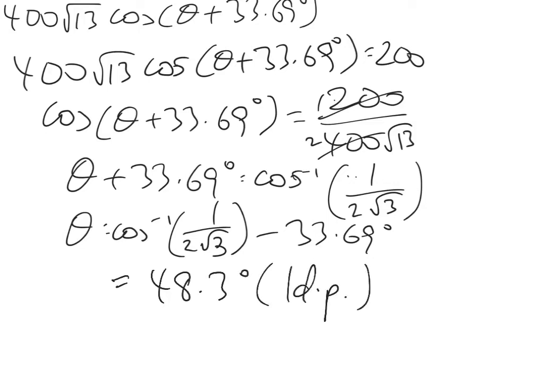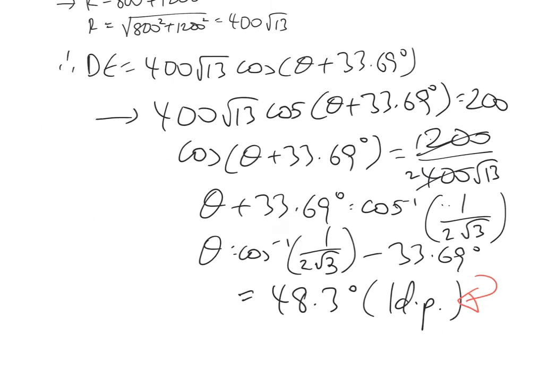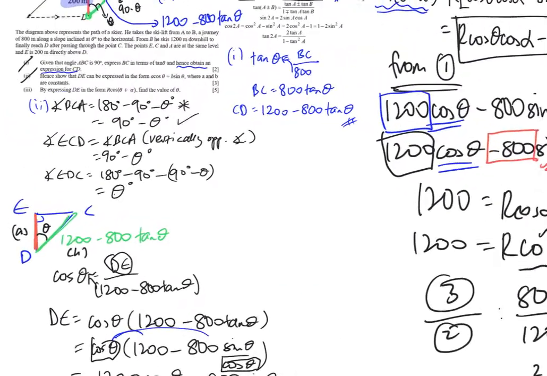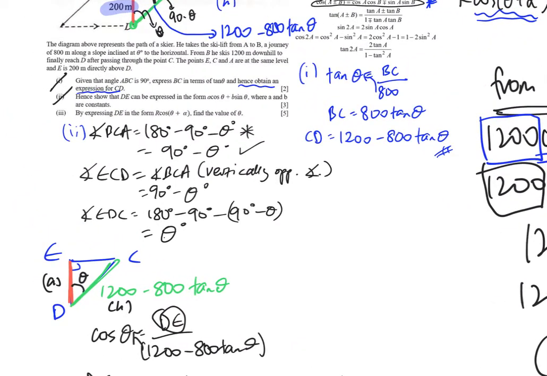Before this correction to 1 decimal place, please present your answer in 4dp first. Present your answer in 4dp and then round off to 1 decimal place to get the final value of 48.3 degrees. So there you have it. This is actually 2018's O-Level, paper 2, question 5 on the R formula. It's worth 10 marks. Thank you very much.